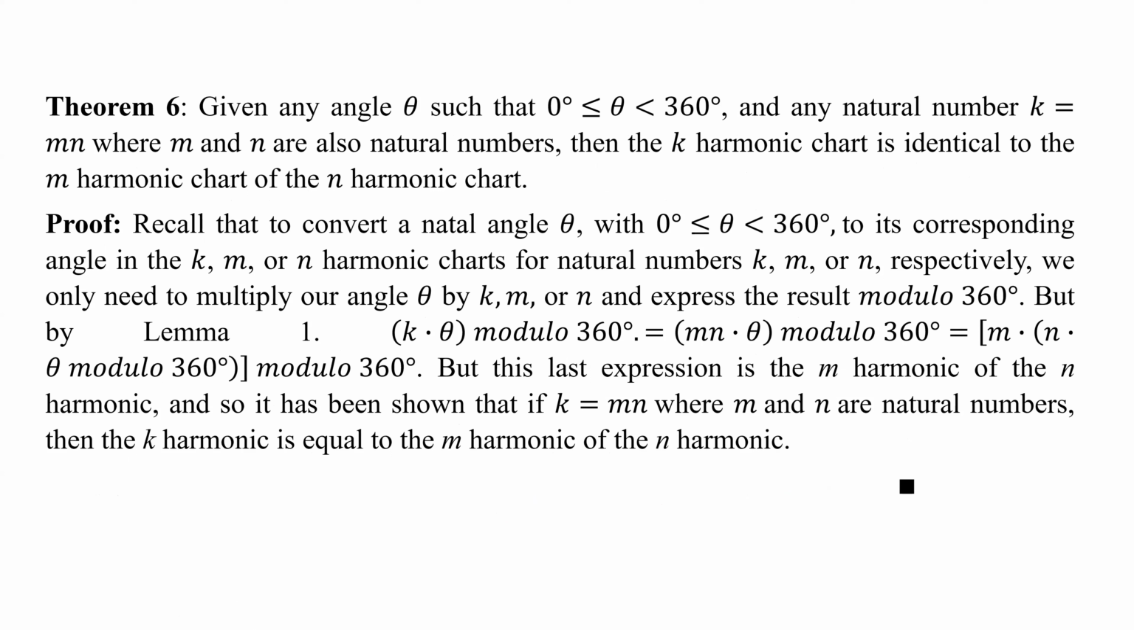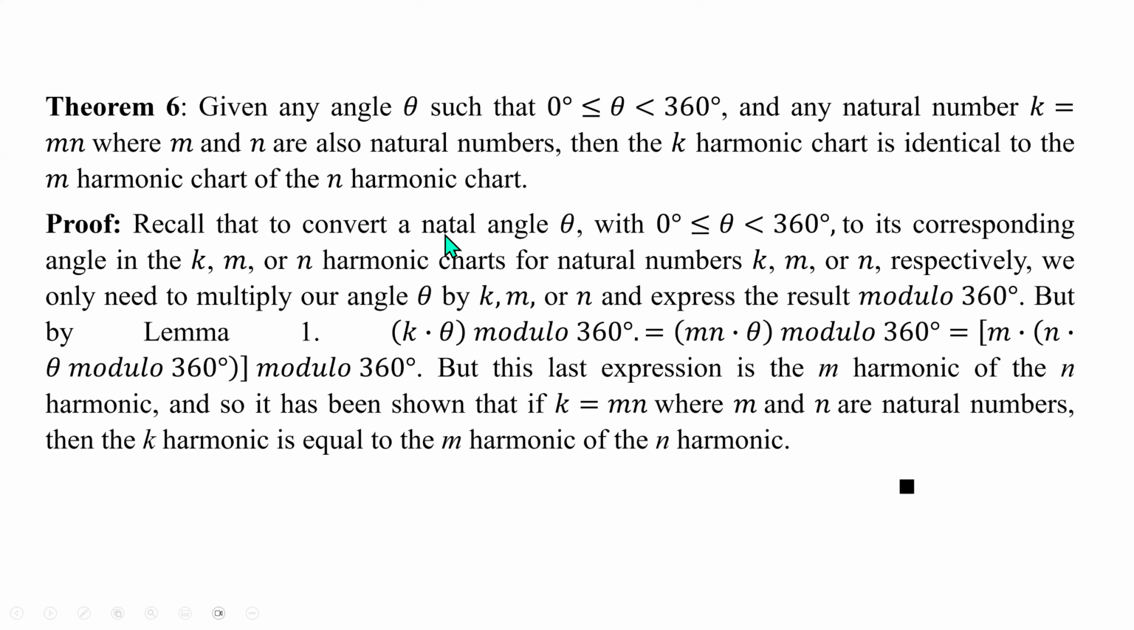Now, Theorem 6. Given any angle theta such that 0 degrees is less than or equal to theta less than 360 degrees, and any natural number k equal to m times n, where m and n are also natural numbers, then the k harmonic chart is identical to the m harmonic chart of the n harmonic chart. Well, let's take a look at the proof.